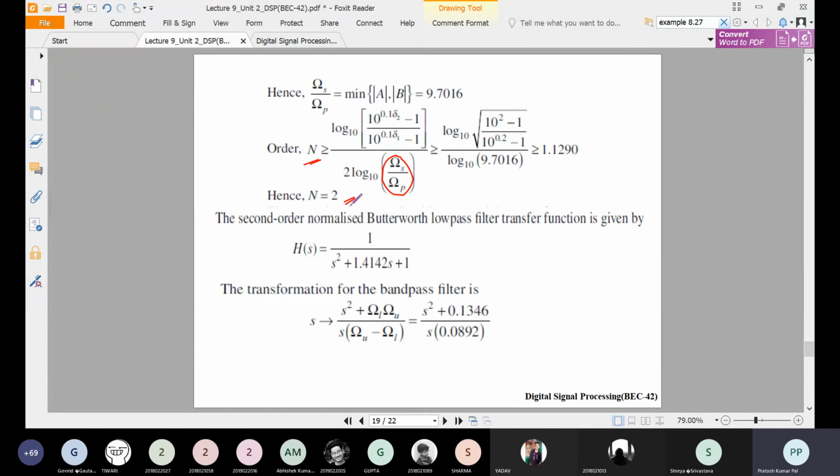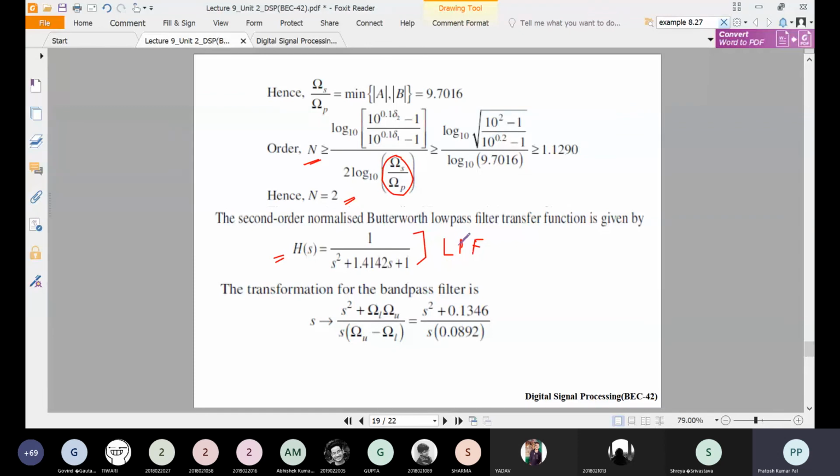With respect to the minimum value, we find the n value. Once we find the n value, we find the transfer function. The transfer function is directly written, so we can calculate it using the generalized formula for the transfer function when n is even. It comes out to be this one. This is the transfer function for the low pass filter.